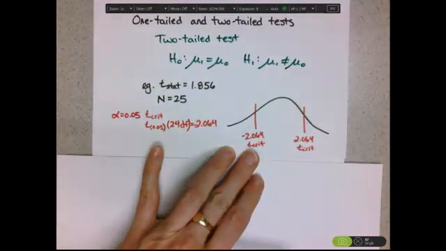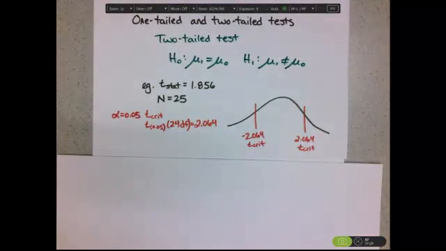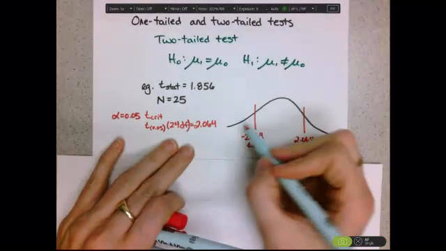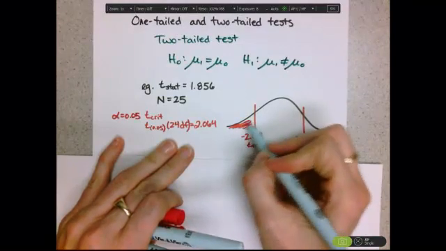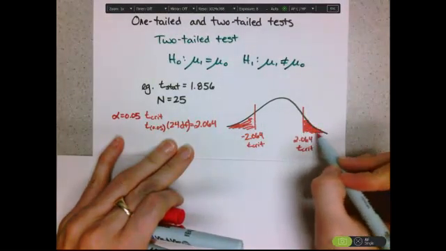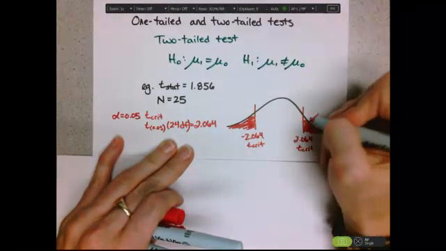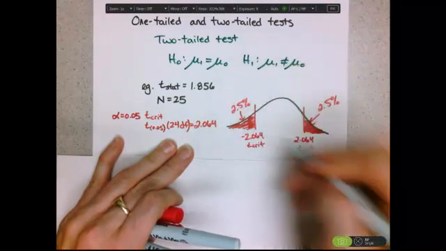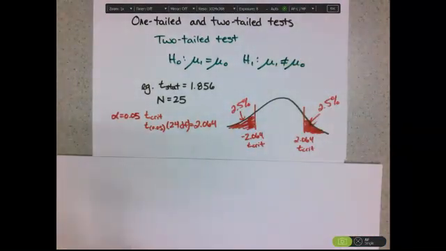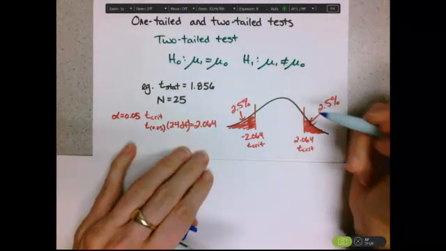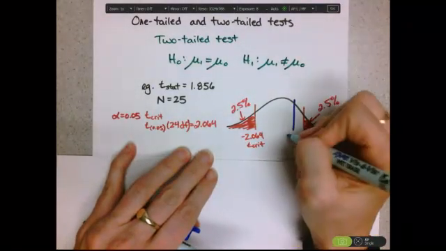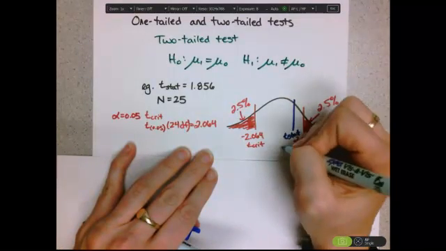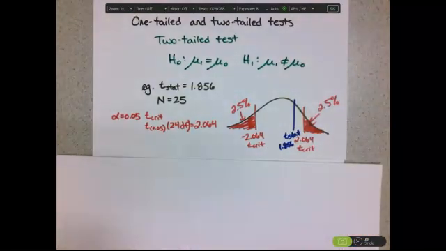So here we have our critical values, and then we want to look at where our t-statistic falls relative to these. Now keep in mind, when it's a two-tailed test, these two areas, because our alpha is 0.05, each represent 2.5% of the data. And they're distributed across the two tails. And our t-statistic is 1.856. And it does not fall into the tails.